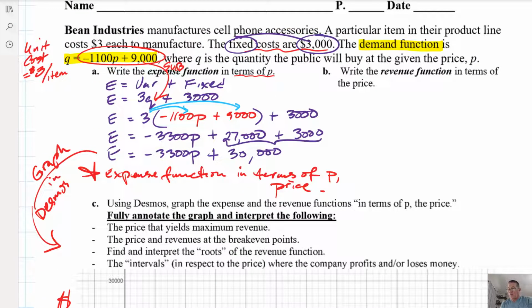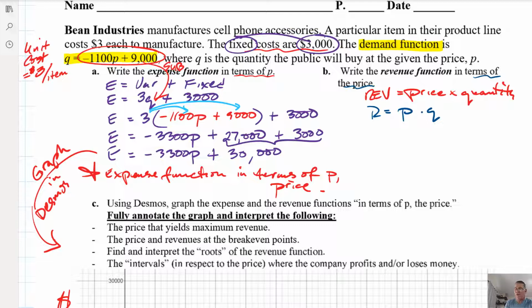So now what we need to do is get the revenue function. Now the revenue in general, let's write the main concept up here at the very top. The revenue in general is always equal to price times quantity. P times Q. So R for revenue is going to be equal to P times Q. Now, Q stands for quantity, and we're going to take the demand function and substitute it in here to get it in terms of P, not Q.